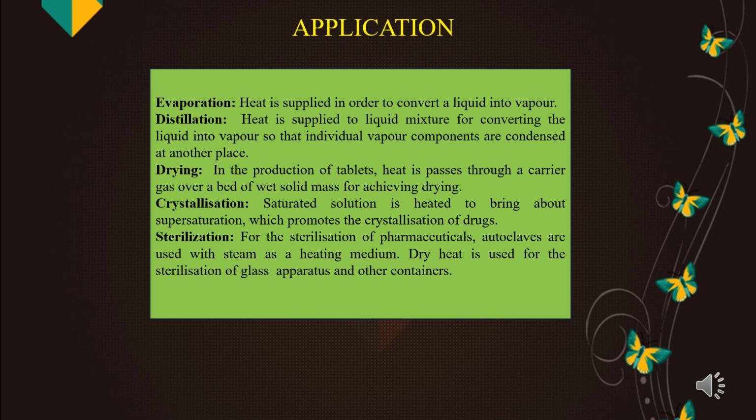And then the third one is drying. In the production of tablets, heat is passed through a carrier gas over a bed of wet solid mass for achieving drying. Crystallization is the process in which a saturated solution is heated to bring about supersaturation, which promotes the crystallization of drugs. And then sterilization. For the sterilization of pharmaceuticals, autoclaves are used with steam as a heating medium, and dry heat is used for the sterilization of glass apparatus and other containers.